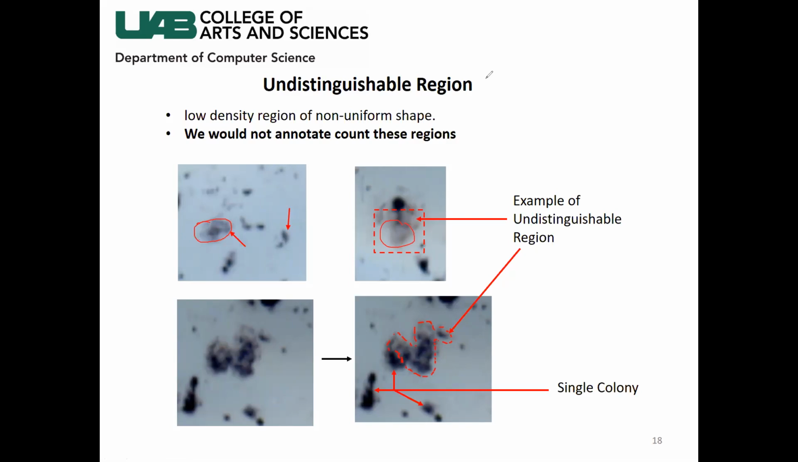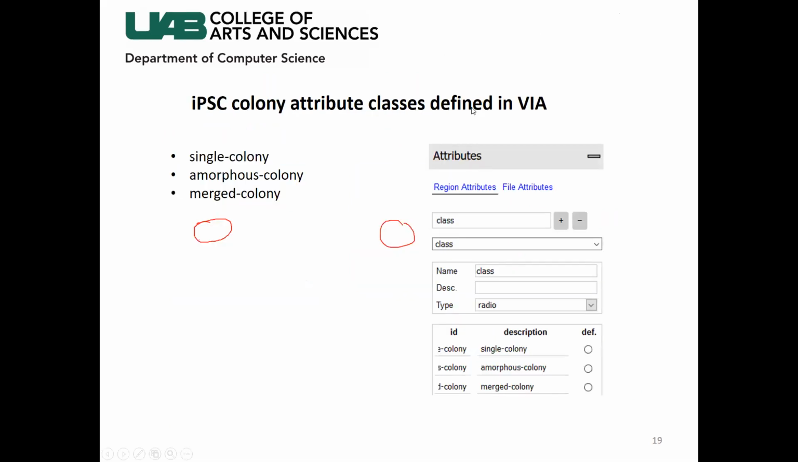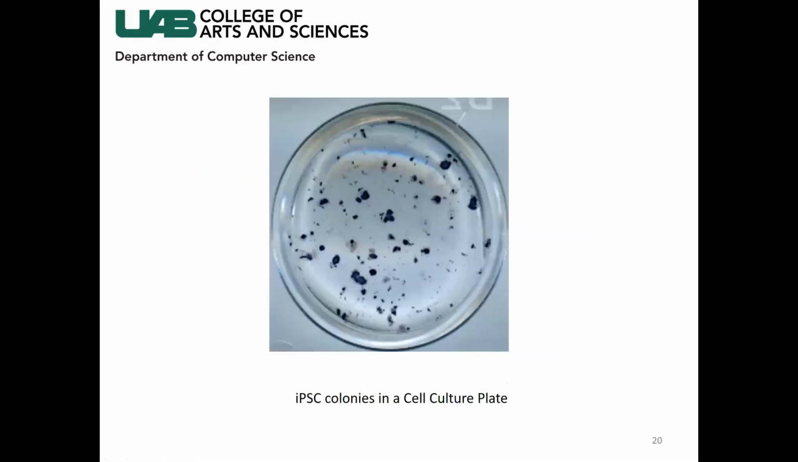So there are only three regions we will annotate: single colony, amorphous colony, and merged colony. So in the next one, I will give IPSC colony. So these three we have defined: single colony, amorphous colony, and merged colony. We would define those in VIA, and I have annotated this one as an example.